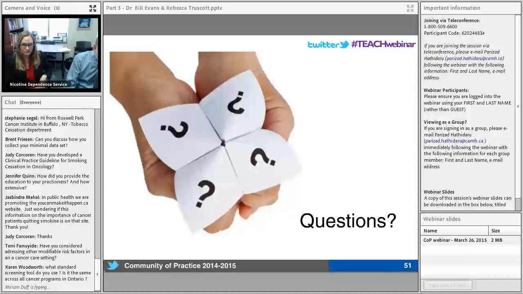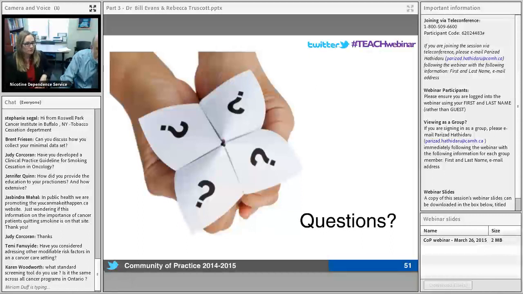Thanks, Dr. Evans. We have another question, or perhaps a statement even, from Jez Bindra, who's saying, in public health, we are promoting the youcanmakeithappen.ca website. Just wondering if this information on the importance of cancer patients quitting smoking is on that site. So perhaps if you're familiar with that, if you can touch base on that.